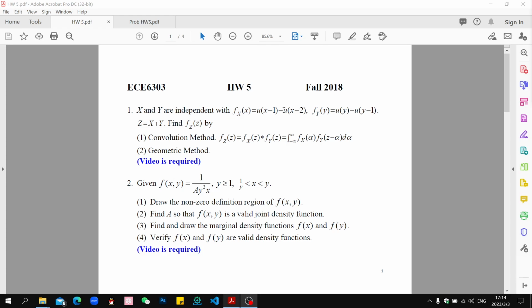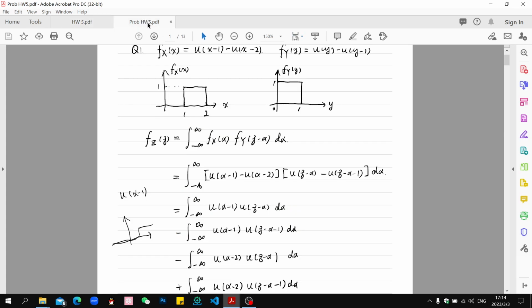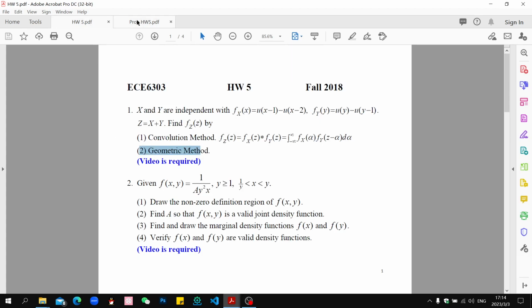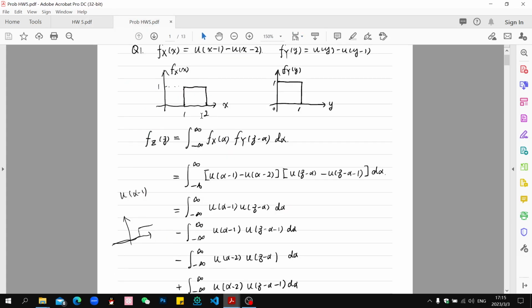The first one is to use the convolution method to directly calculate the convolution with this function. And the other one is to use the geometric method. Here's my answer. Okay, we're going to start from the direct calculation of convolution here.